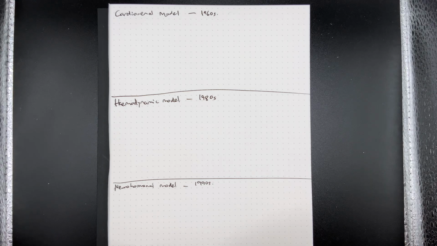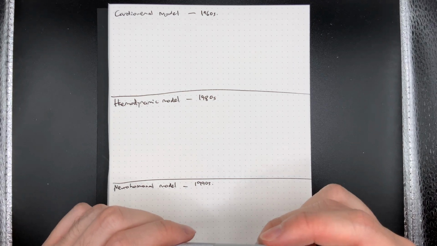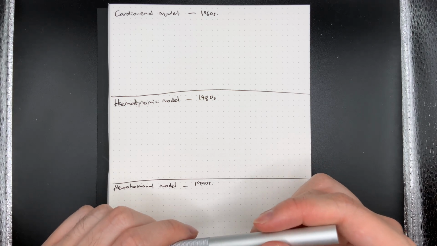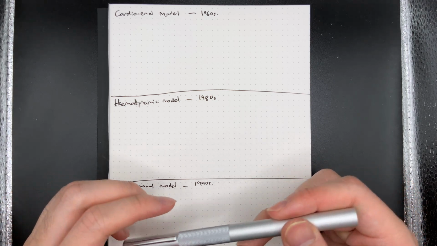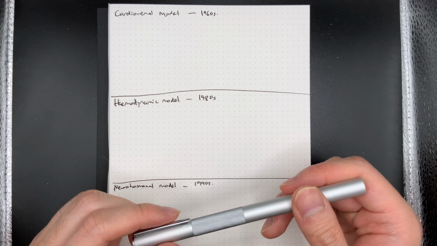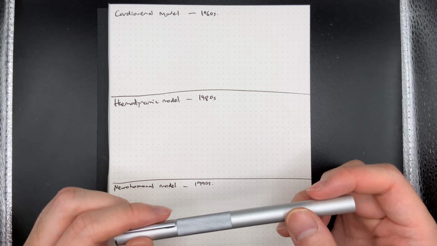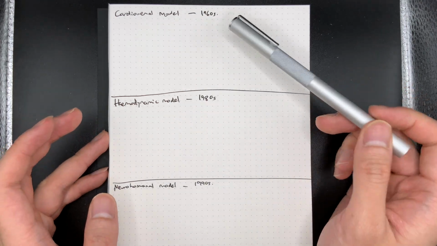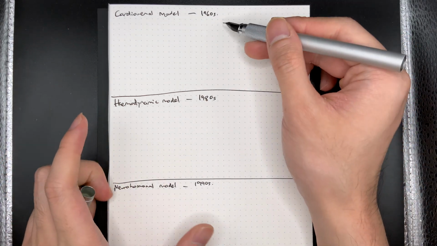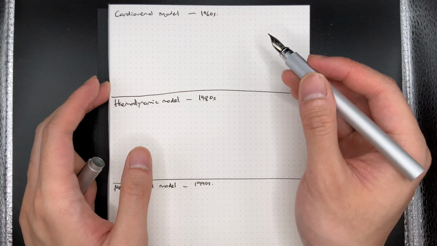Hello. I'd like to talk today about the three models of heart failure. This is sort of how our understanding of heart failure has changed over the last, say, half century or so. So we have the cardiorenal model, which was what we understood in the 1960s. We'll go through this first.